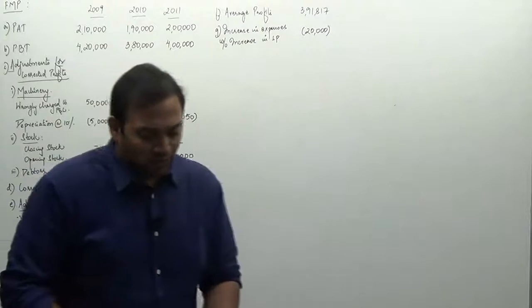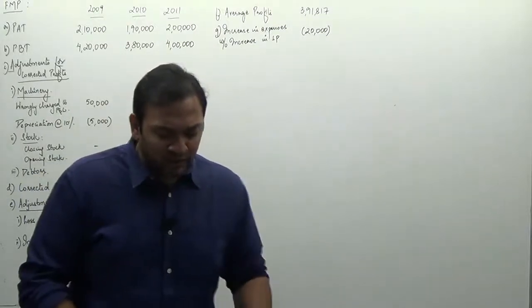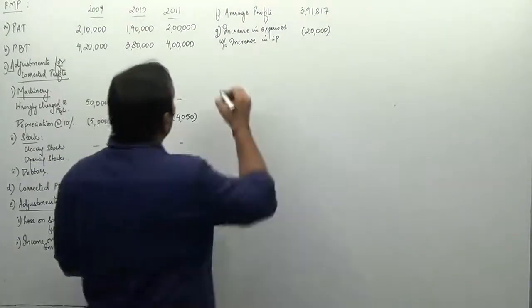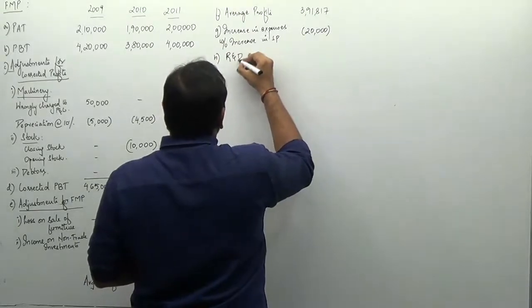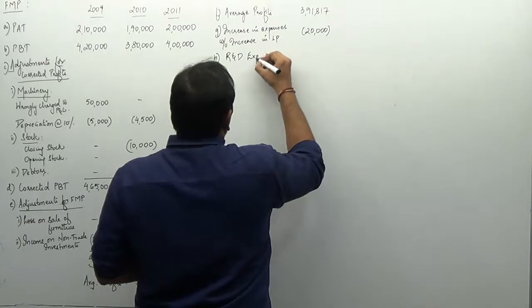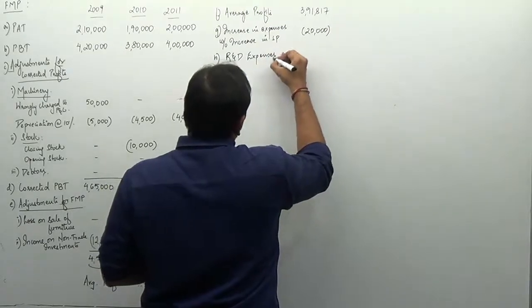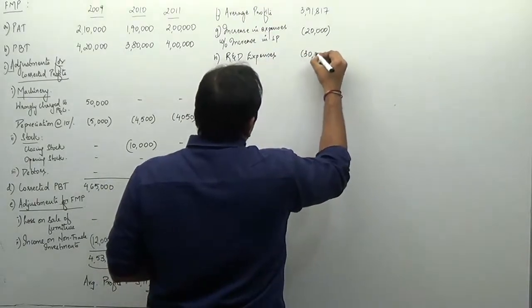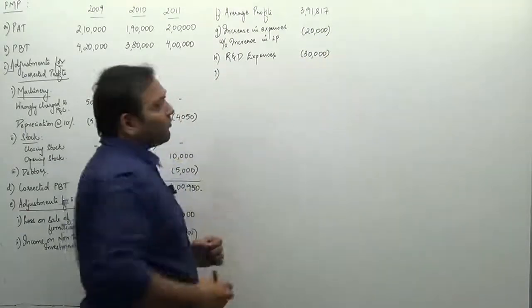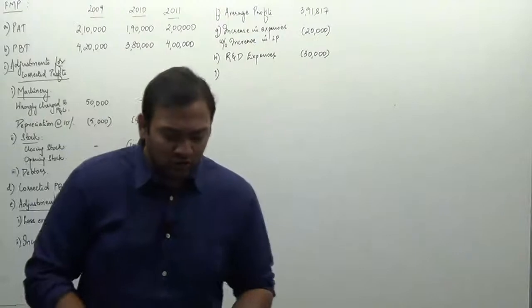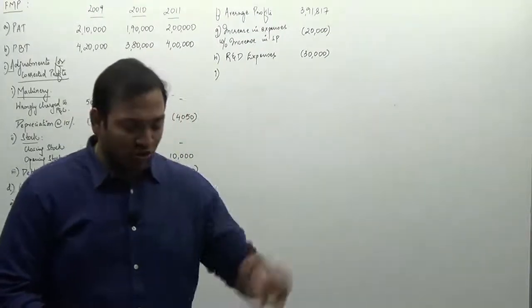Next, one more future adjustment. Research and development expenses, 30,000. One more future adjustment. Yes, there's one more.